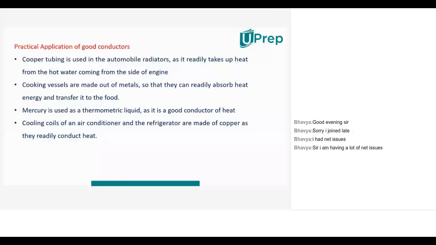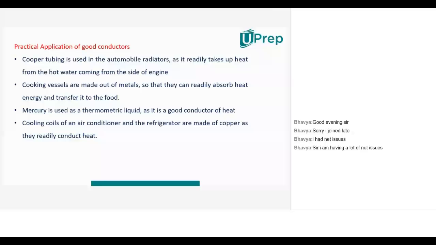And next, cooling coils of an air conditioner and the refrigerator are made up of copper as they readily conduct heat. So wherever heat energy transfer has to be done, we use a metal like copper. So copper can be used here, to remove the heat energy from that engine to the outside. So copper will be used there.